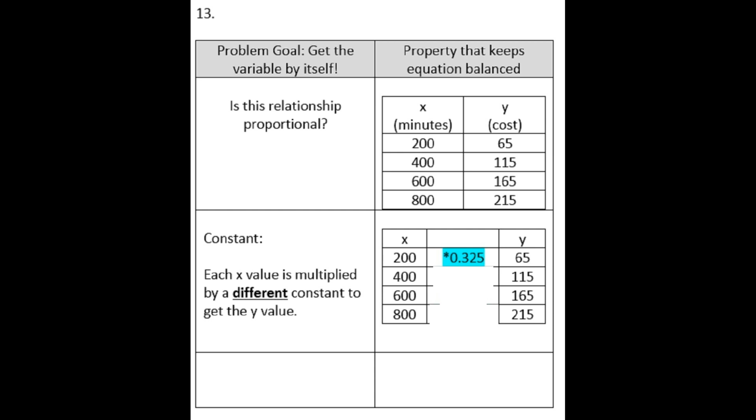With 400, though, we have to multiply by something different, 0.2875. With 600, we multiply by yet again a different number, 0.275, and with 800, we multiply by 0.26875. Since we're changing what we have to multiply by each time, no, this is not direct variation. If it was, we'd be multiplying by the same number. Since we have to change the multiplier for each y value, not direct variation.